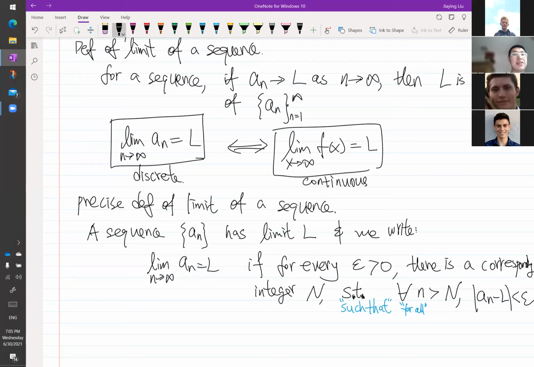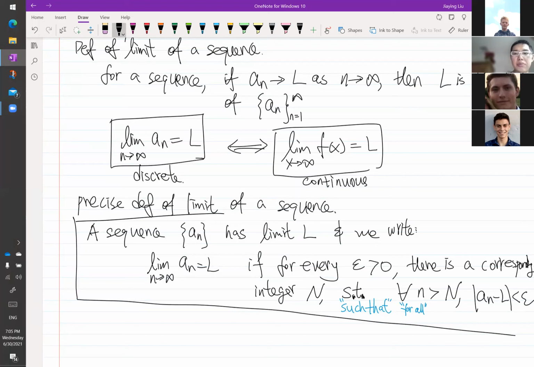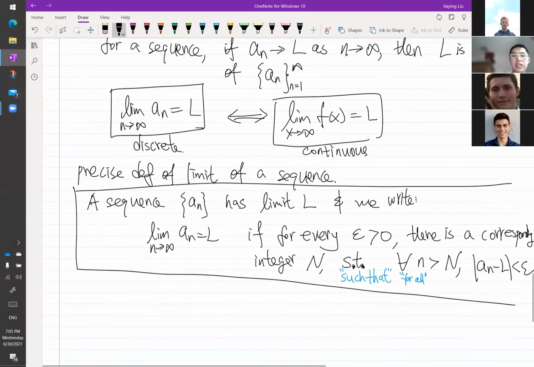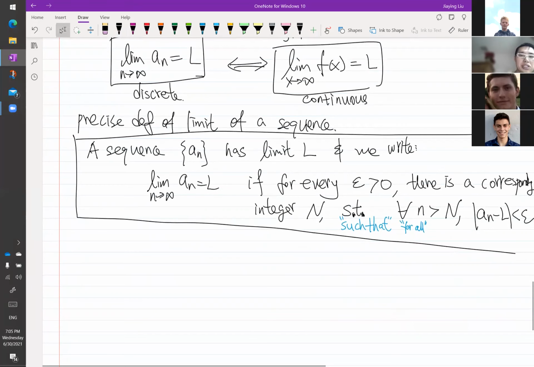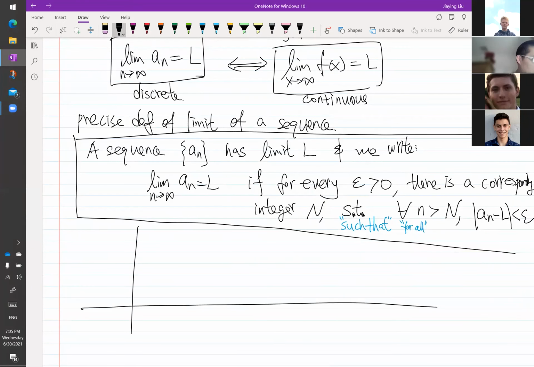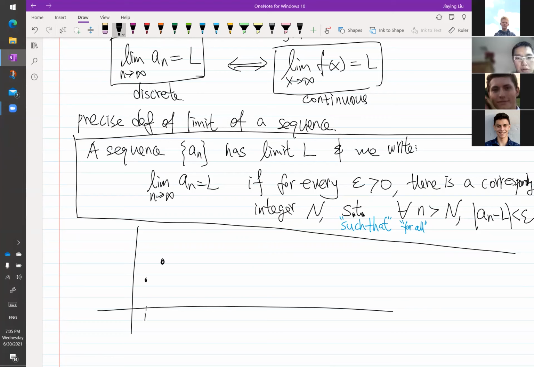So that's a formal definition. It's really confusing if you haven't seen it before. You probably have to read it a few times to try to understand it. But what this definition says, let's see, I'm going to try to draw a diagram. So let's say we have some sequence, so n equals 1, n equals 2, n equals 3. The values in the sequence are like this.